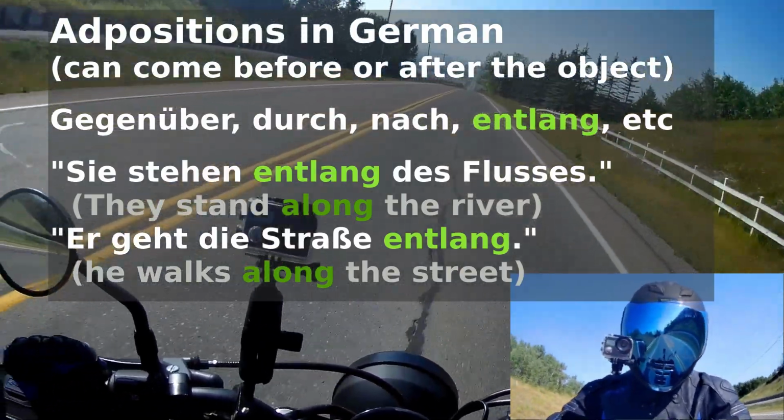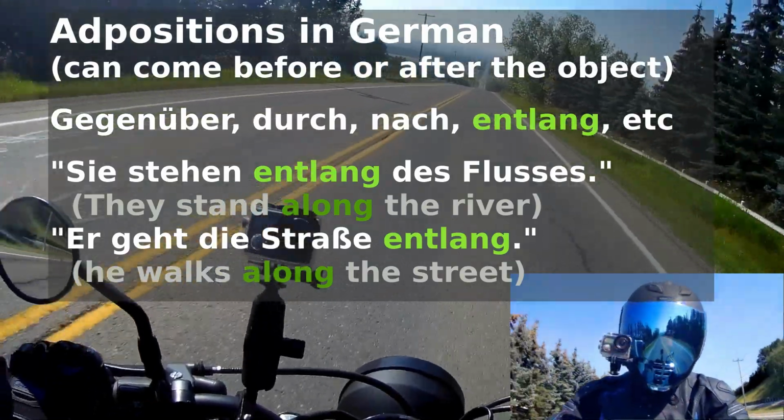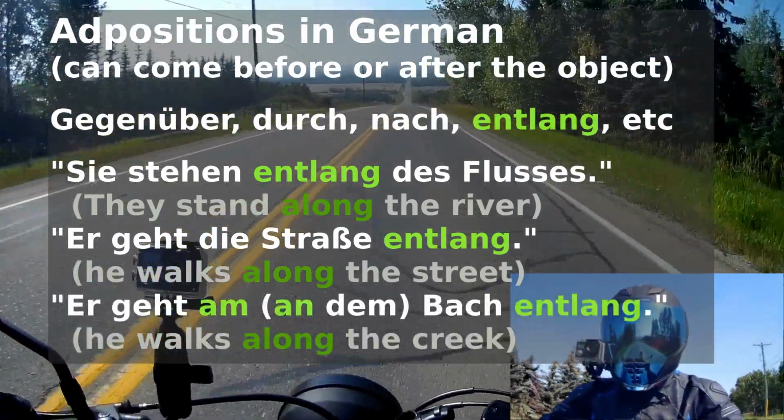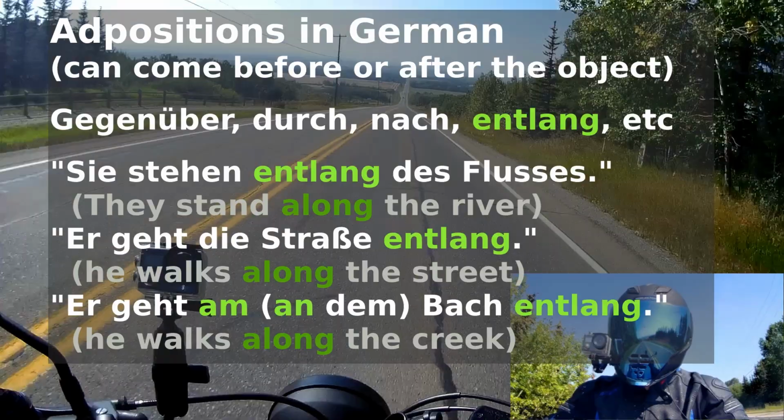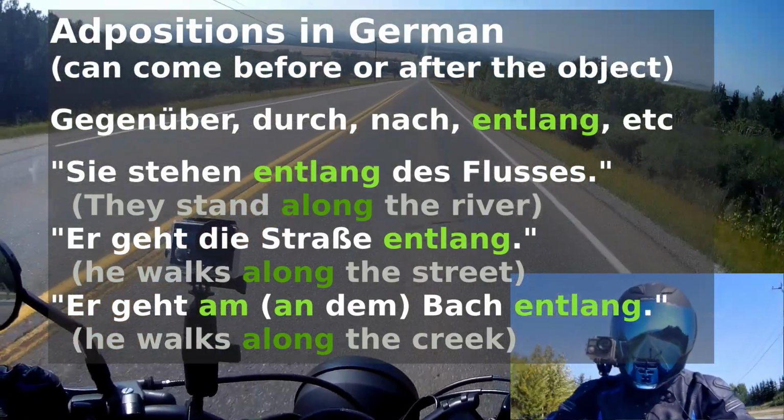But the exception to that is if you use entlang in conjunction with an, then you switch to dative case. So, er geht an dem Bach or am Bach entlang. He walks along the creek. There we're using dative case because entlang is being used with an.